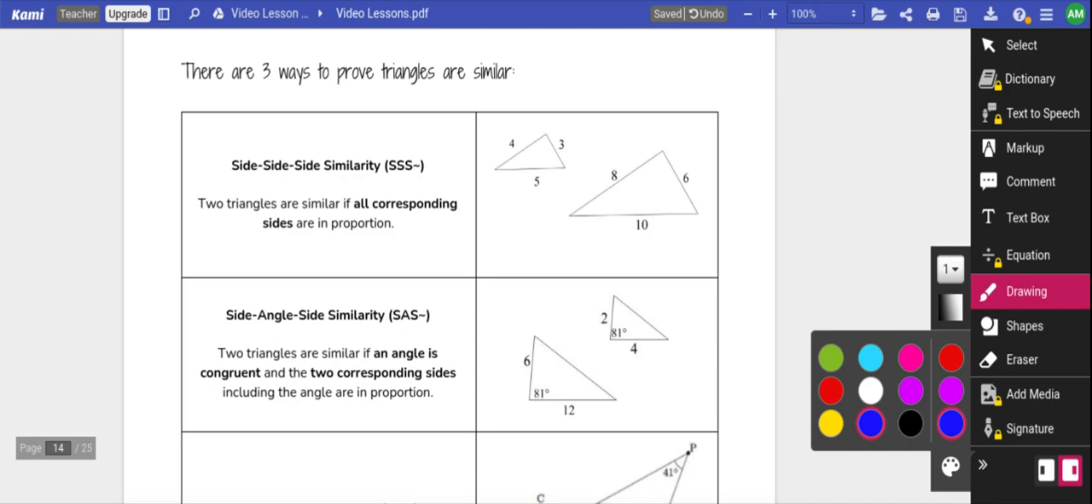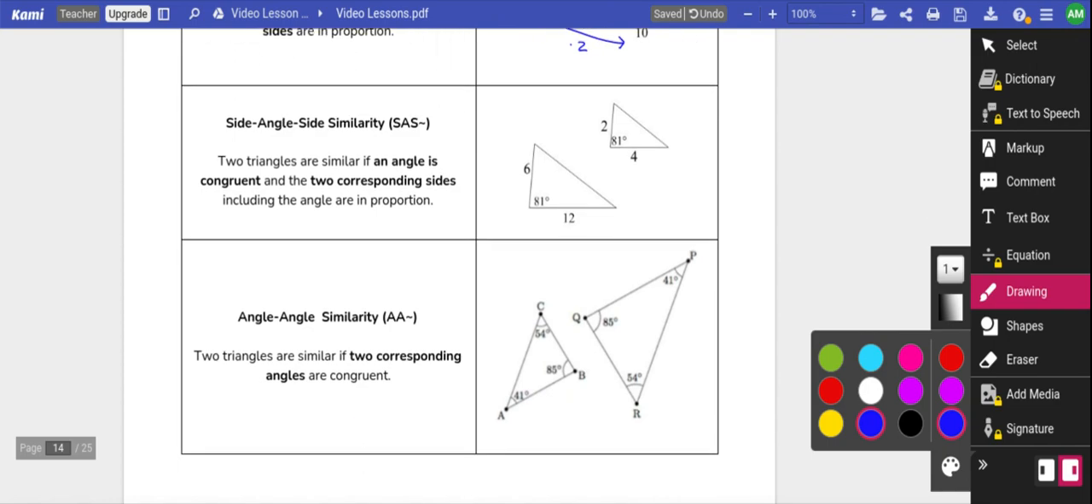The first way is side, side, side. Two triangles are similar if all their corresponding sides are in proportion. So it's basically the same as scale factor. From 3 multiplied by 2 to get to 6, 4 multiplies by 2 to get to 8, and 5 multiplies by 2 to get to 10. They all are in the same proportion.